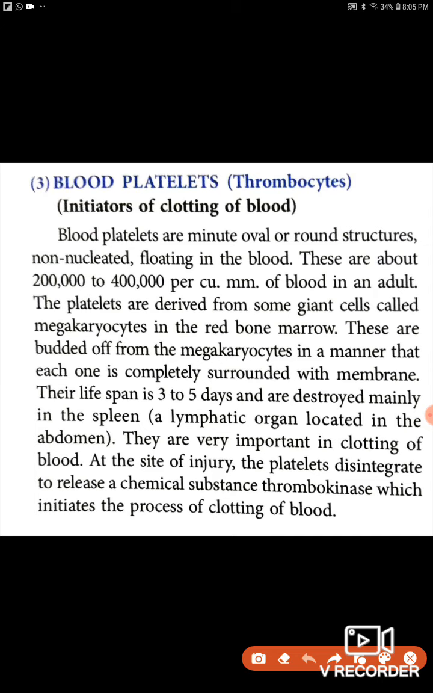They are very important. Now this is the function of platelets. They are very important for the clotting of blood. At the site of injury, the platelets disintegrate and release a chemical substance called thrombokinase, which initiates the clotting of blood. This we will learn in the next lecture. It's a very important topic and a question for the board exam: clotting of blood, or blood coagulation.